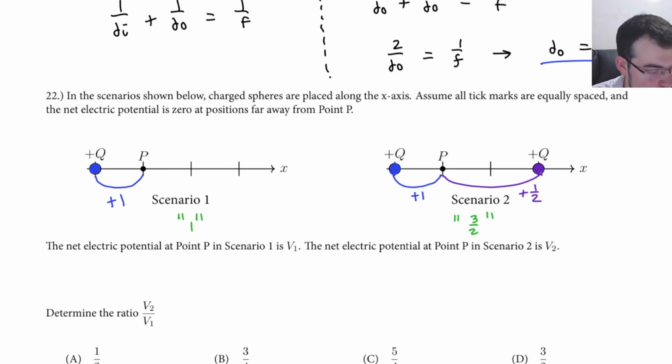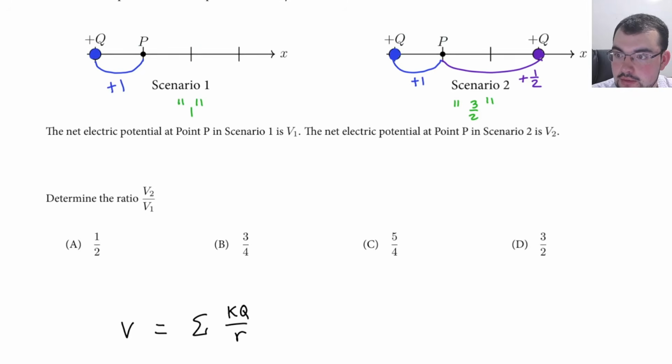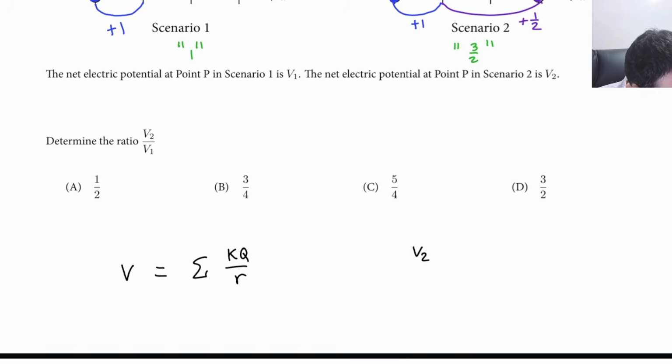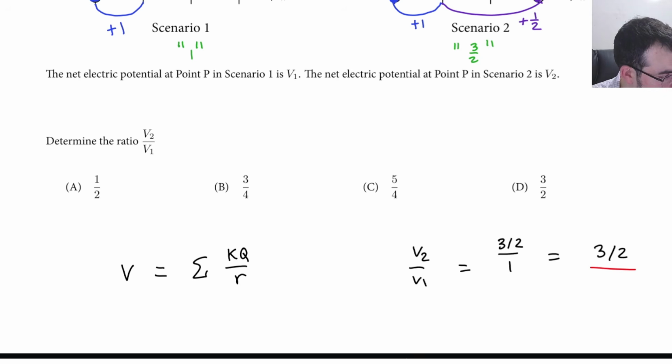So what is the ratio of these two values? Well, we want V2 over V1, which is 3/2 over 1. You couldn't really figure that out without doing some math. Now notice that this answer is baiting you into thinking there's a squared in the denominator.